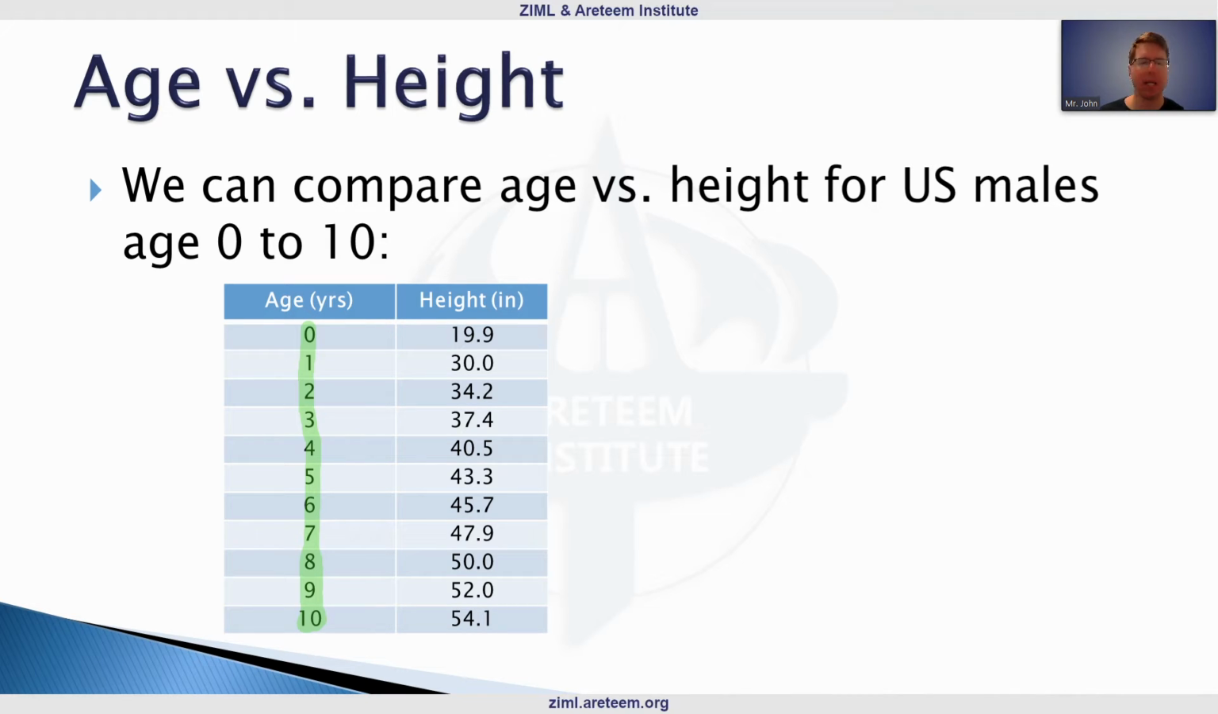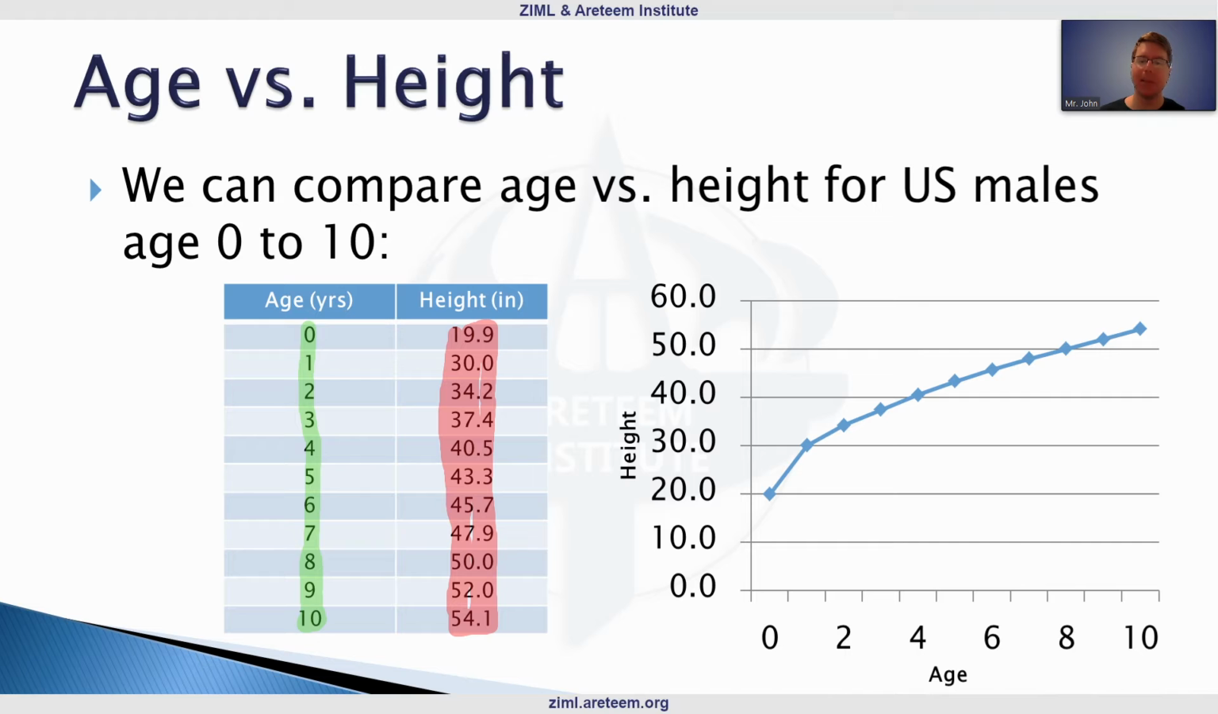And we're comparing that to their height in inches. We have all the different heights, ranging from around 20 inches when they are born, all the way up to about 54 inches when they are age 10 in this case. Especially for comparing these things, a visual picture is helpful too. So if we look at that same data in terms of a chart, we have this chart there.